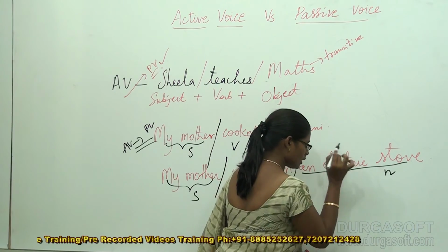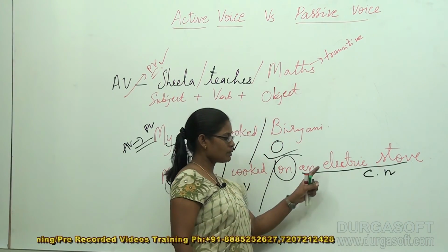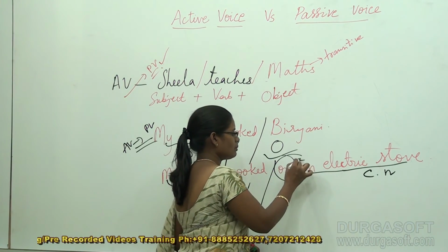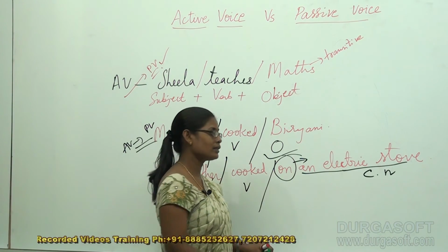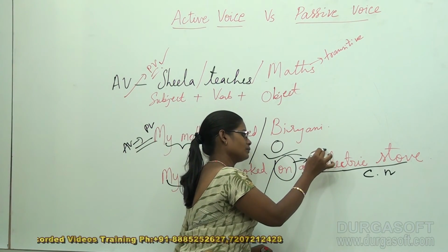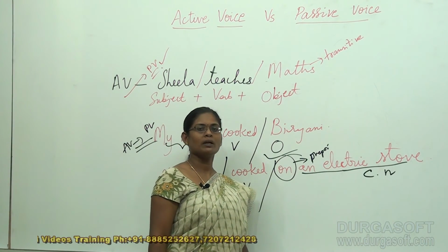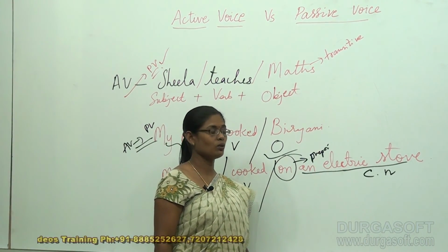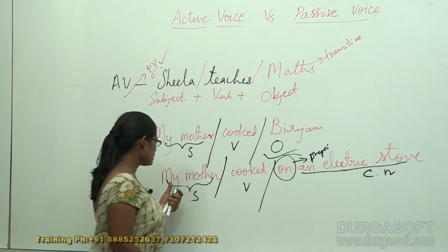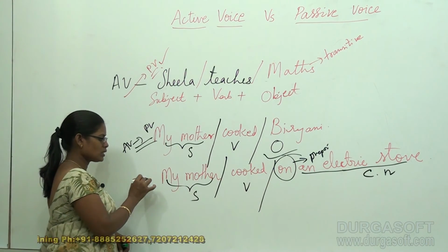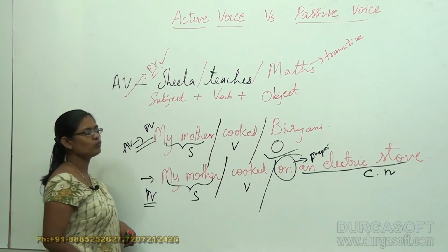An electric stove is a common noun. But before the common noun, some other person is sitting here, putting a chair and sitting there. Who is that? It's a preposition. So obviously this will not become a transitive sentence. So there is no object. So this particular sentence cannot be converted into passive voice.